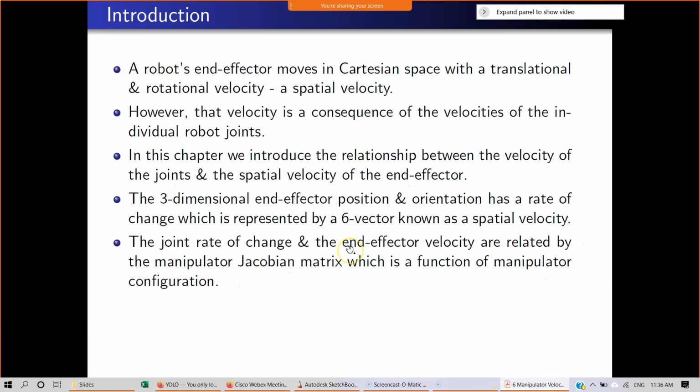So we are still on slide number 1. The joint rate of change and the end effector velocity are related by the manipulator Jacobian matrix, which is a function of manipulator configuration. In this chapter, we will talk a lot about the Jacobian matrix. So what is the Jacobian matrix?